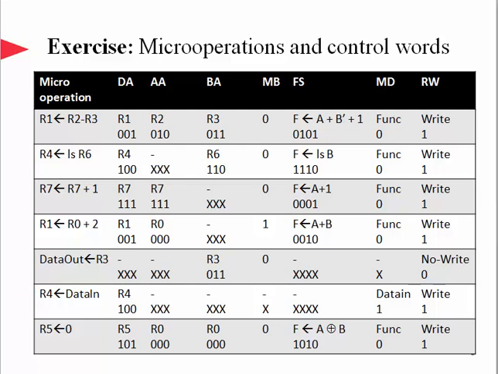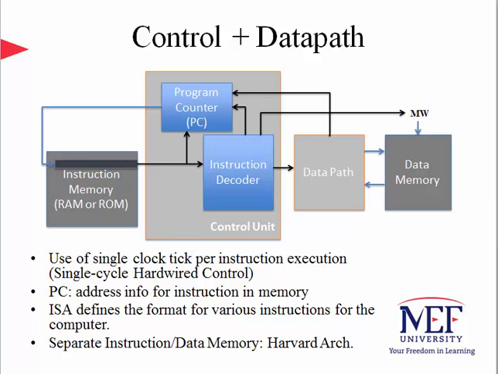Here's the overall picture of the single cycle computer. For the single cycle computer example, we use two separate memories for both data and instructions. We didn't have to, but we just picked that kind of approach. This is also known as Harvard architecture. And if the memory was the same, used for both data and instructions, we would have a von Neumann architecture.